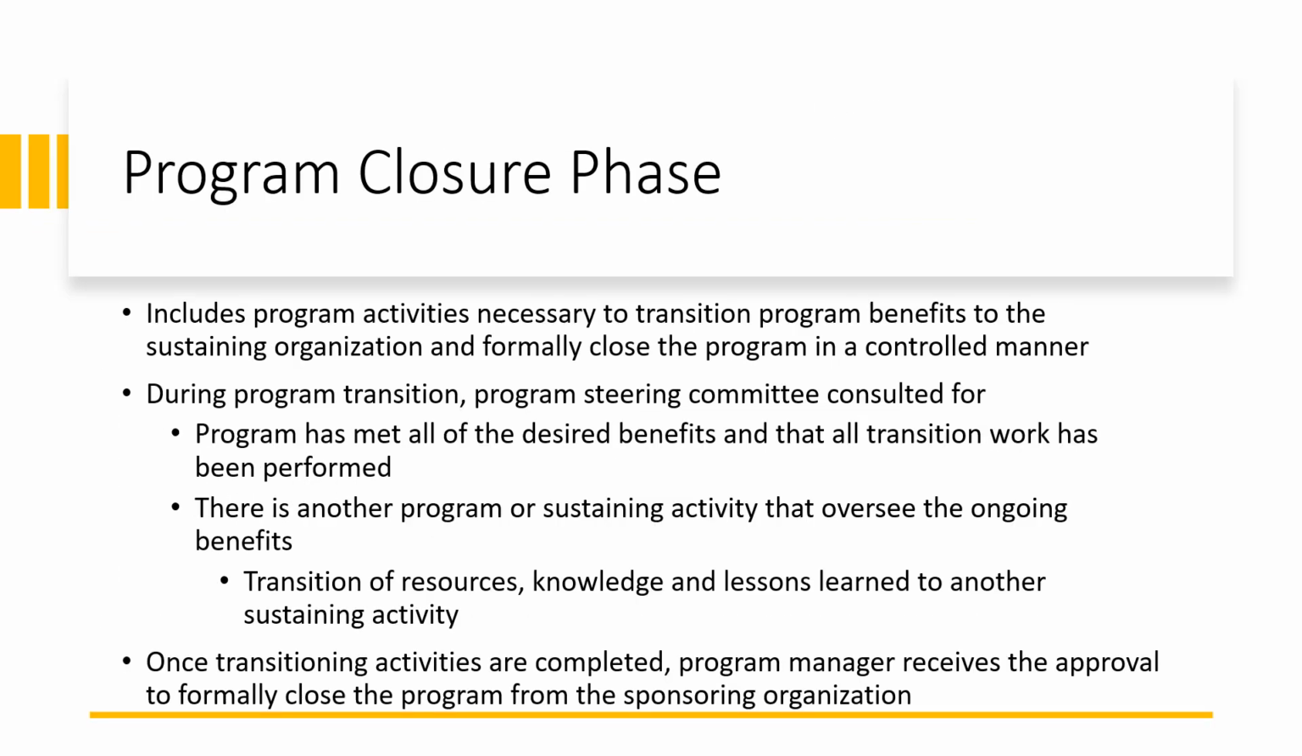The final phase of the program lifecycle is the program closure phase. This includes program activities necessary to transition program benefits to the sustaining organization and formally close the program in a controlled manner. During the program transition, the program steering committee is consulted on whether the program has met all the desired benefits and all the transition work has been performed, or whether there is another program or sustaining activity that will oversee the ongoing benefits.